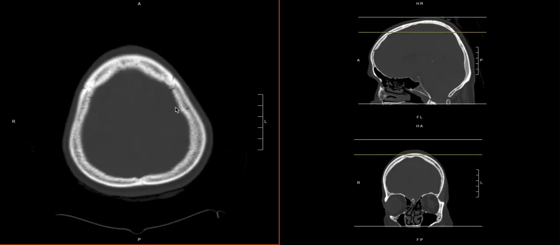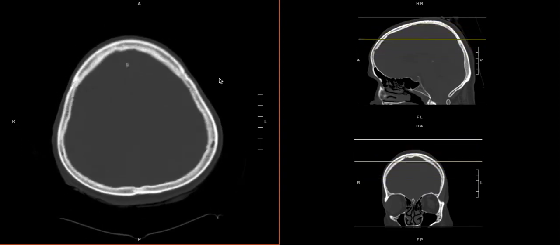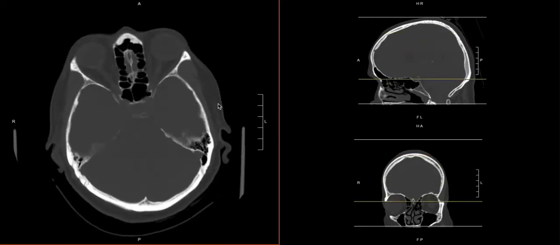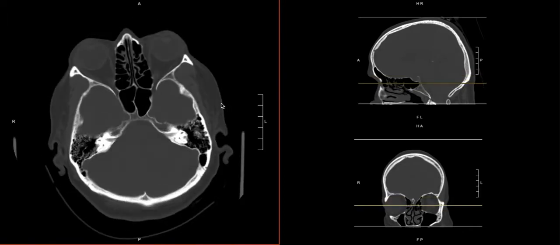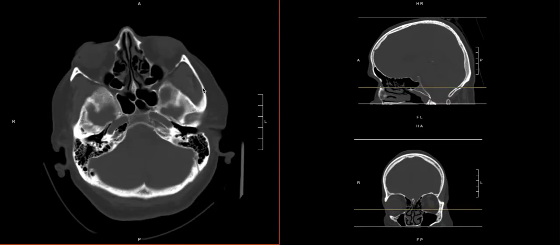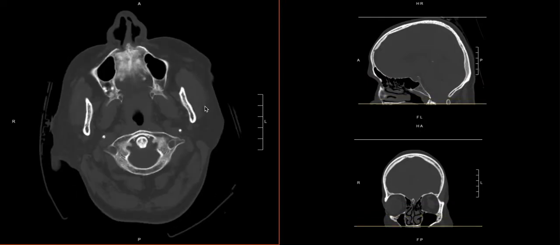And then we can go over and do the same thing on the other side. So we can look at the lateral parietal bone, the temporal bone here, going down into the squamosal portion of the temporal bone, looking again at the zygomatic arch on the left side, making sure there are no fractures, and then coming down here to the ramus of the mandible.